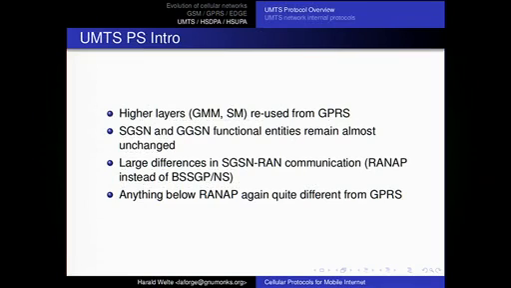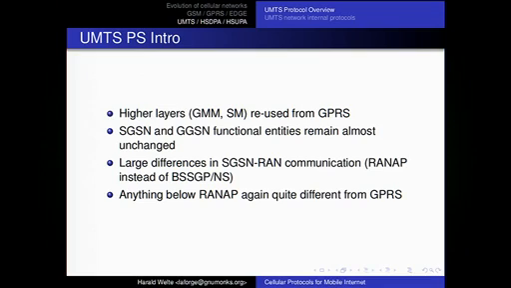Let's move into more current technologies. UMTS packet-switched systems. The higher layers like GMM and SM are actually reused from GPRS. There's no change on them. This is like the circuit switch domain. Also, the call control, for example, that existed in GSM is reused one-to-one in UMTS. But all the other layers below, they're really very different.